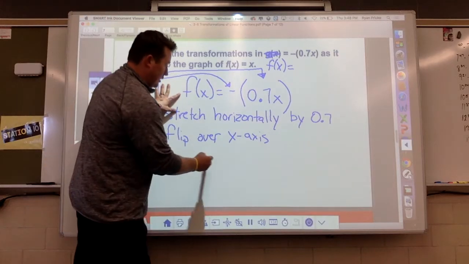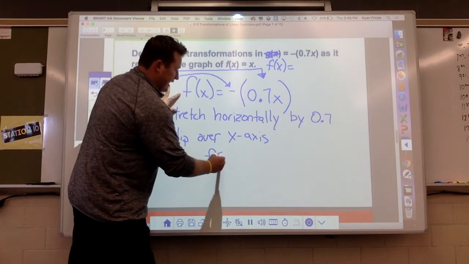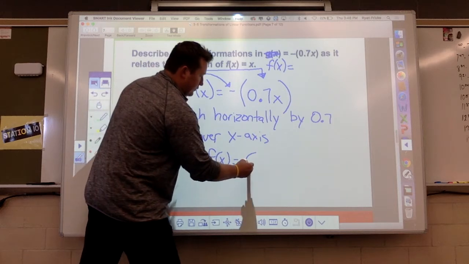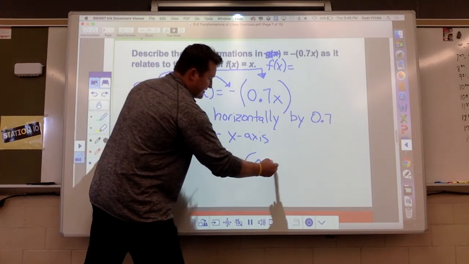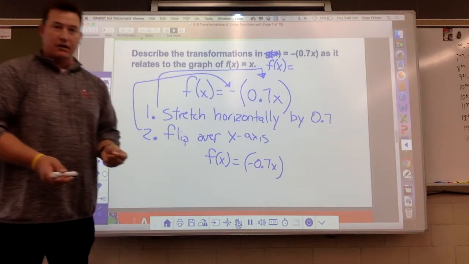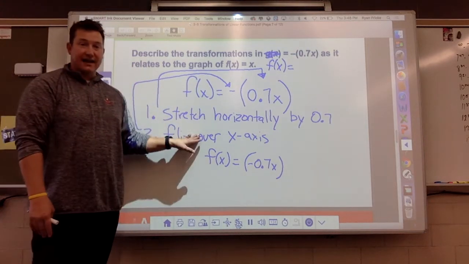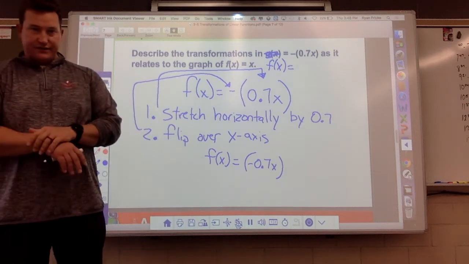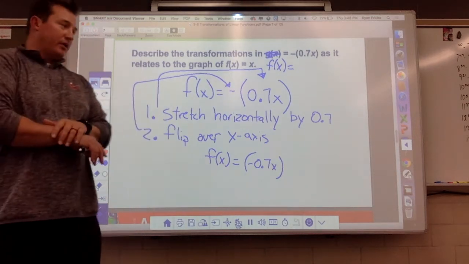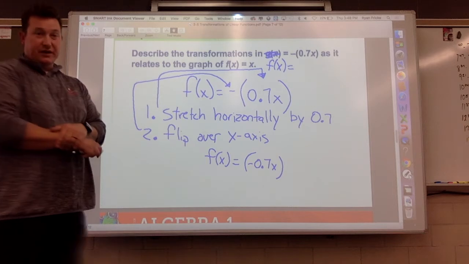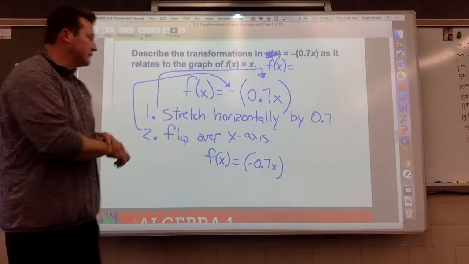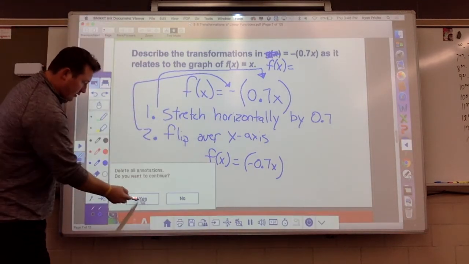Let's just say we had f of x equals, and then it was negative 0.7x. This is the other one. This will flip it not over the x-axis, but now over the y-axis. We didn't have that one. You probably want to write that one down just in case we see it. I think we will. Okay, onward we go.